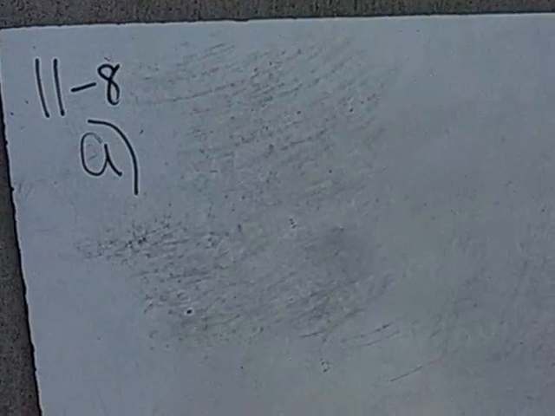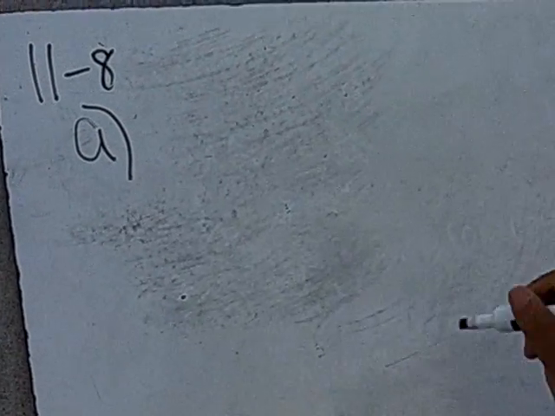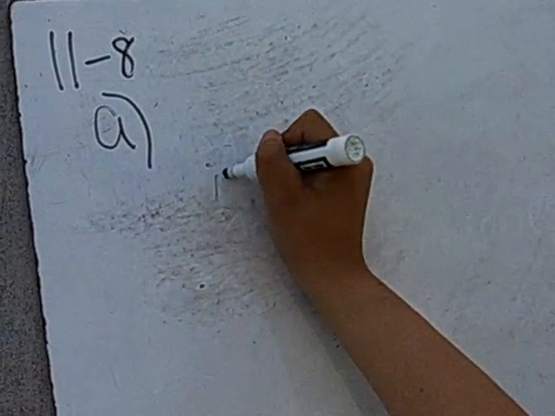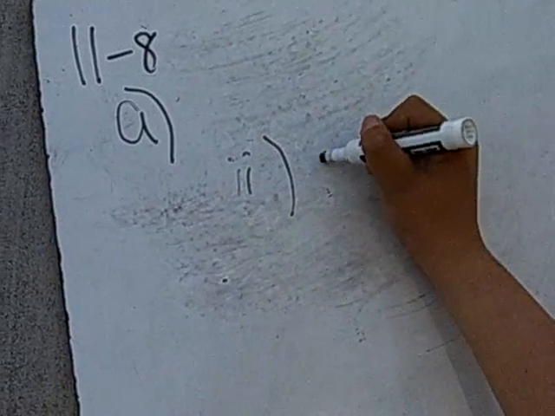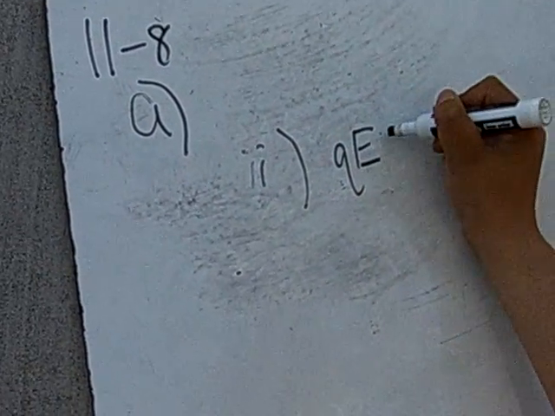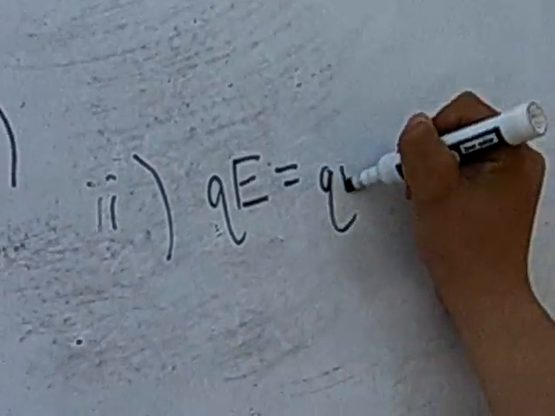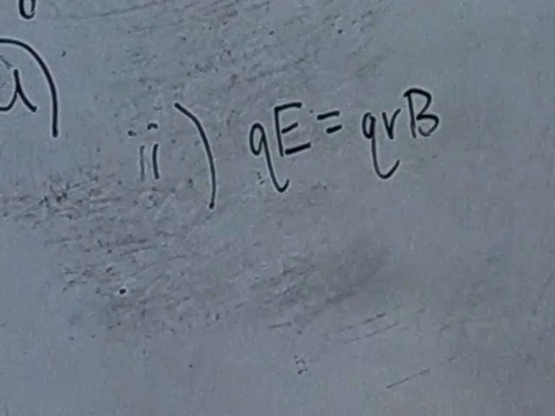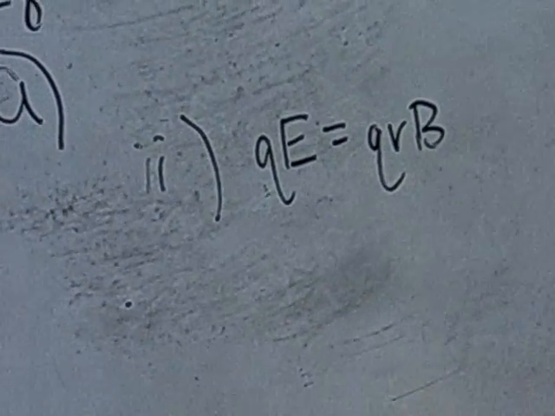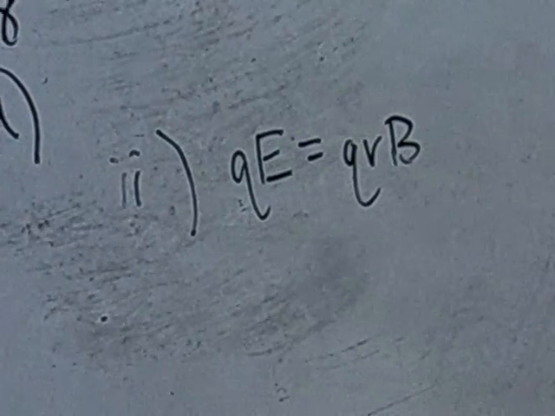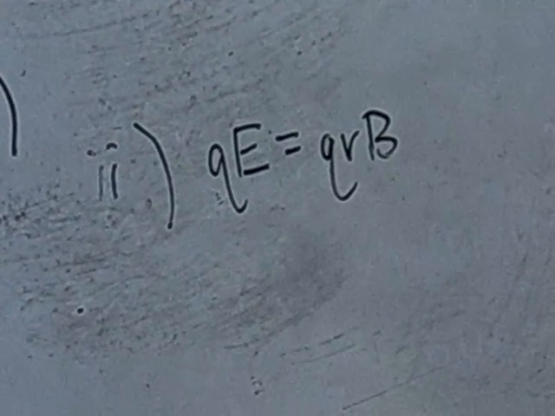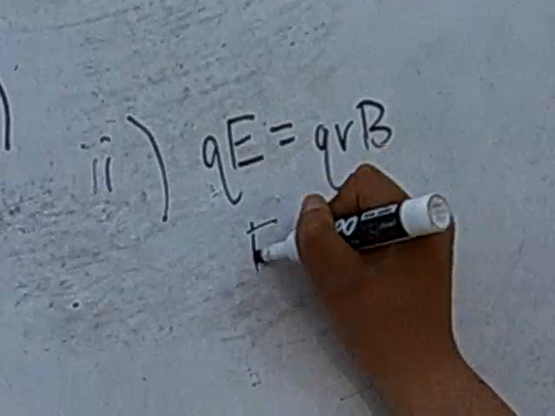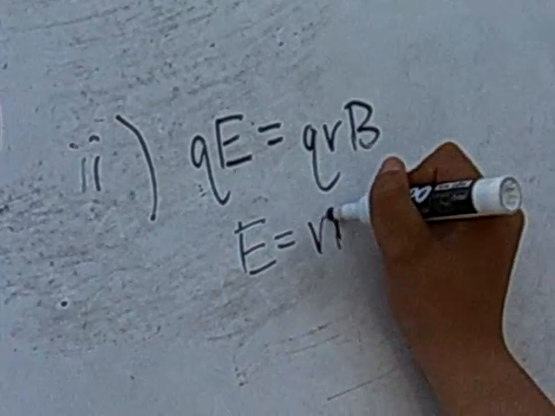For part two, this is where it gets tricky. It's asking you to calculate the magnitude of the EMF generated. So, use this equation: QE equals QVB. And you should know what these symbols are, because you're in physics. The Q's cancel out, so it's just E equals VB.